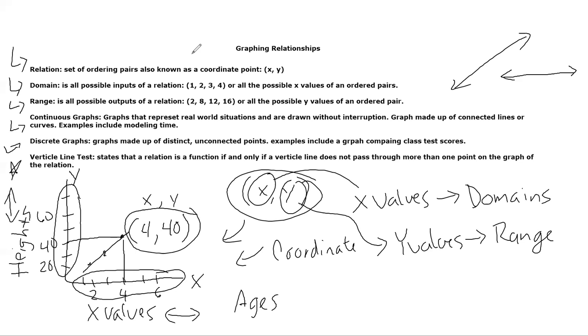If I just give you a bunch of these, you should be able to tell me, is this a relationship by just looking at the x values and the y values? You should be able to put them into a mapping diagram and tell me what the domain and the range are by just looking at either the data set or the graph. Okay, now let's move on to the actual lesson.